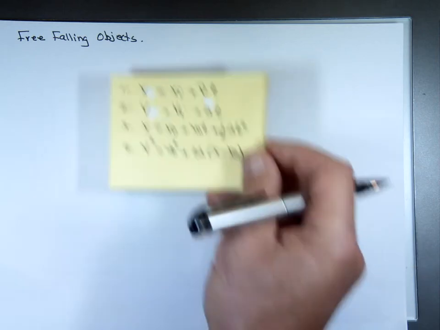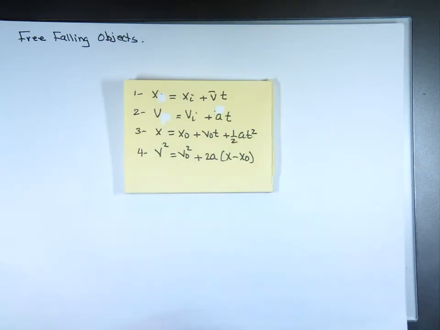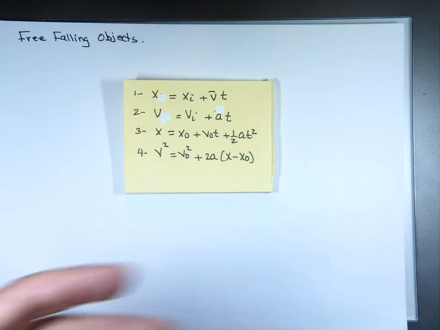So the only difference in a free-falling object, if you want to rewrite the equations, is that you're not really moving in the x direction. You're moving in which direction? The y direction, right? And your acceleration is always going to be what? Negative 9.8, gravity. So that's the only difference.